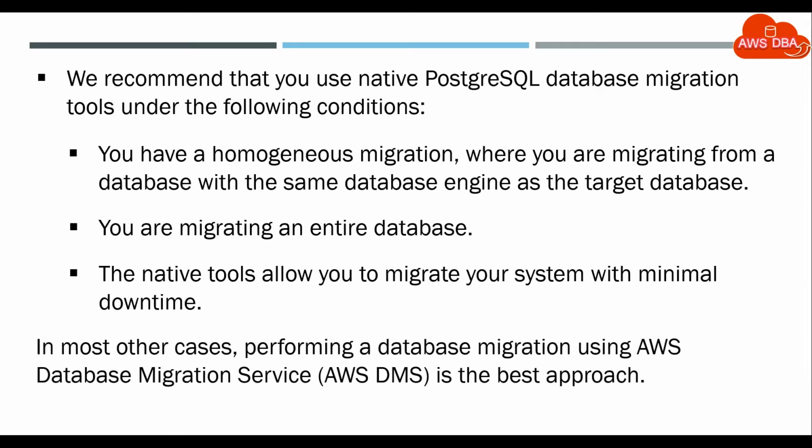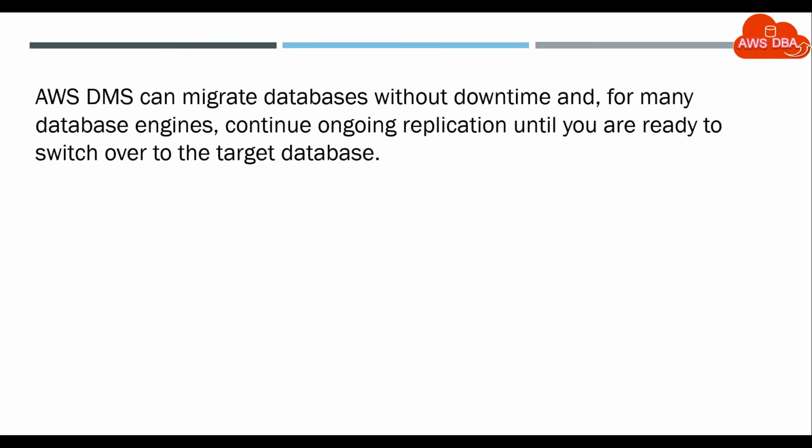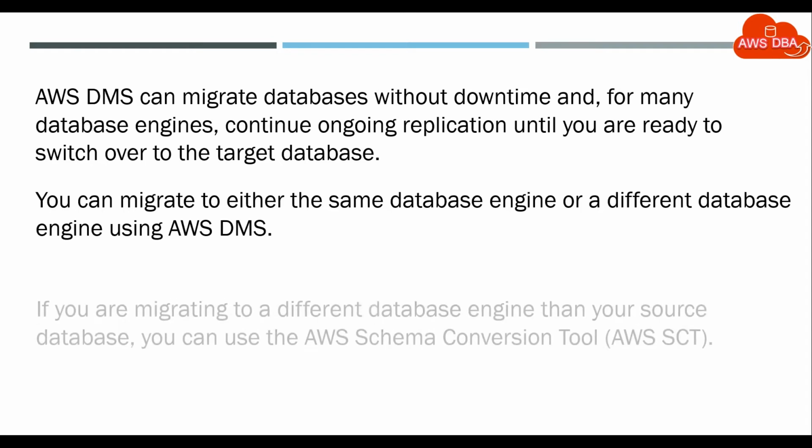In most other cases, performing a database migration using AWS Database Migration Service, AWS DMS, is the best approach. AWS DMS can migrate databases without downtime and, for many database engines, continue ongoing replication until you are ready to switch over to the target database. You can migrate to either the same database engine or a different database engine using AWS DMS.